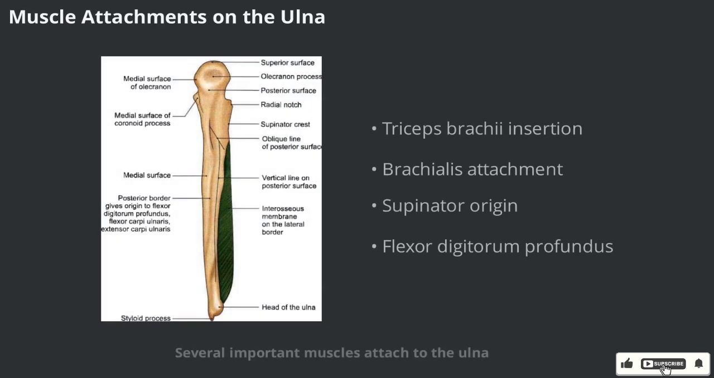Several important muscles attach to the ulna. The triceps brachii inserts into the olecranon, while the brachialis attaches to the anterior surface of the coronoid process. The supinator arises from the supinator crest, and the flexor digitorum profundus originates from the anterior and medial surfaces of the shaft. These attachments are crucial for elbow and wrist movements, as well as for the stability of the forearm.